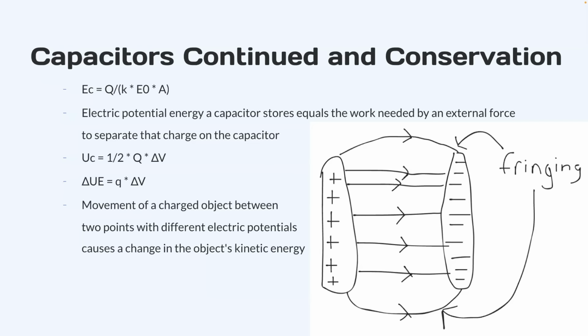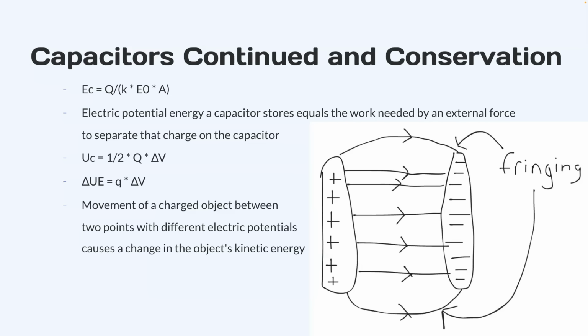Think of the electric potential energy a capacitor stores as equal to the work needed by an external force to separate the charge on the capacitor. So UC is equal to 1/2 times Q times the change in V. The change in U, the electric potential energy, is equal to Q times the change in V. The movement of a charged object between 2 points with different electric potentials will cause a change in the object's kinetic energy. This just makes sense, right? Because think of the electric potential that's doing work on that object.